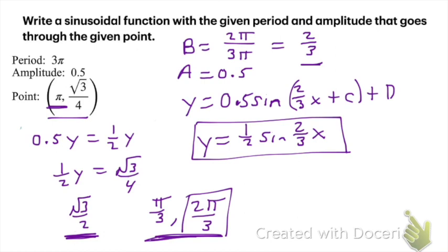This one's a sine because we're looking for the y coordinate. All right, that is all for section 4.4 day 3. Today we're looking at applications of sinusoidal functions and how to write equations off of a scatter plot, or if we're given a period, an amplitude, and a point.